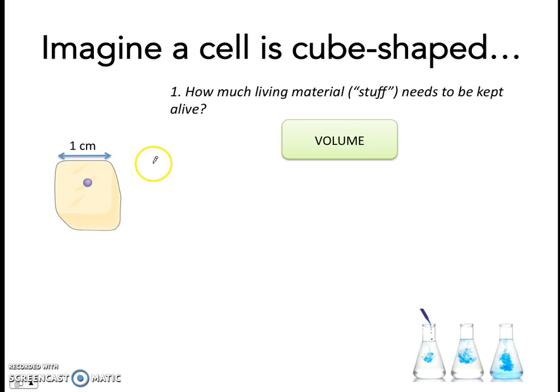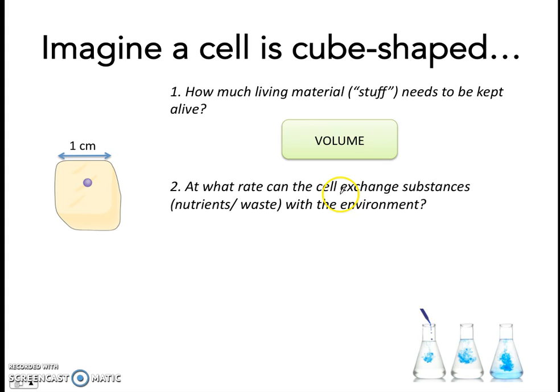Now, in order to keep something alive, you will need to exchange substances with the environment. What do I mean? For the cell to keep itself alive, it needs to take in nutrients and helpful substances, and it needs to give out waste and harmful substances. Now, if I asked you to estimate at what rate the cell can exchange substances with the environment, how would you estimate this?